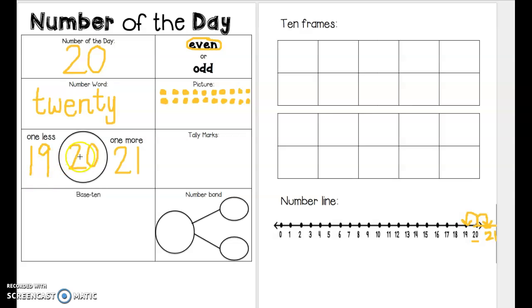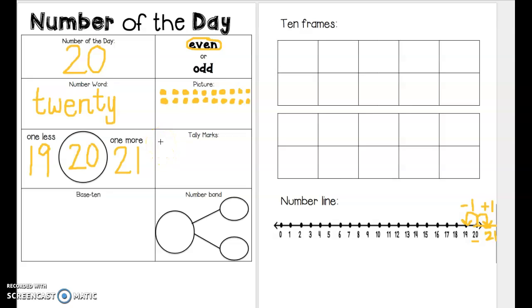So 19, 20, 21. So if we were going to take one away, so if I had 20 Easter eggs and I gave one away, then I would only have 19 Easter eggs, right? But if I had 20 Easter eggs and I found one more, I would have how many? I would have 21.